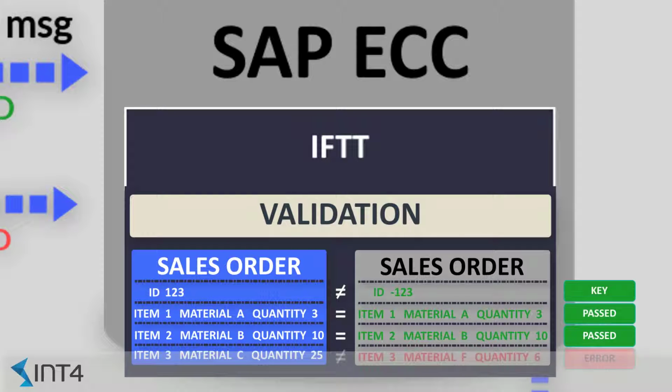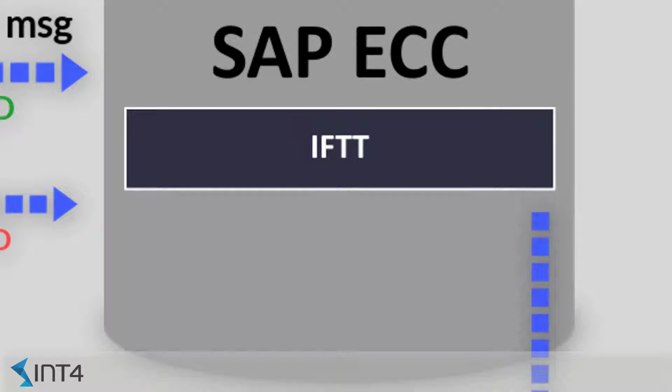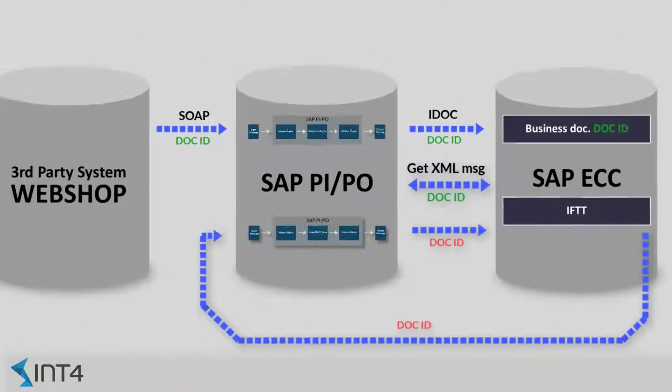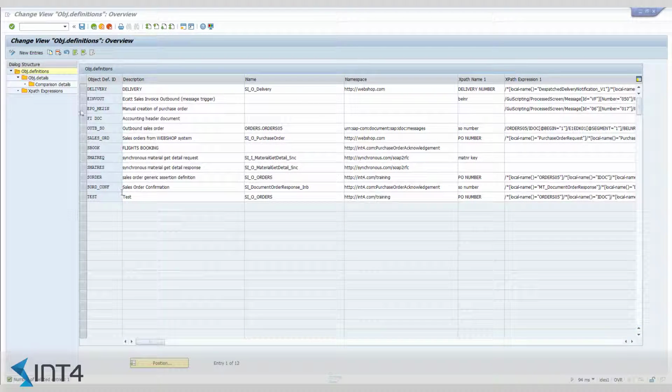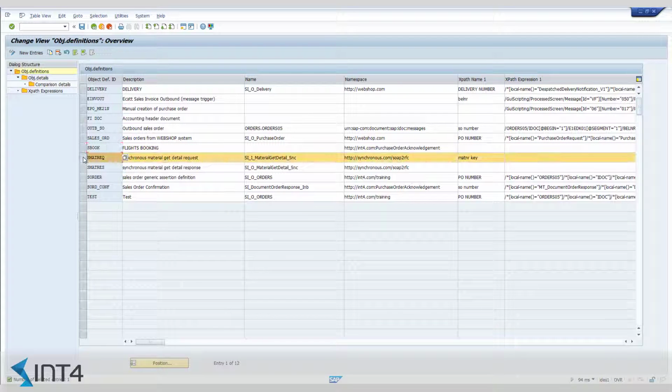What's important, assertions are defined at the configuration stage for all of the future test cases. There is no need to create assertion rules for each test case independently. IFTT configuration is set separately for each SAP PIPO interface that we intend to test. This is done only once, making the test case creation quick and effortless.